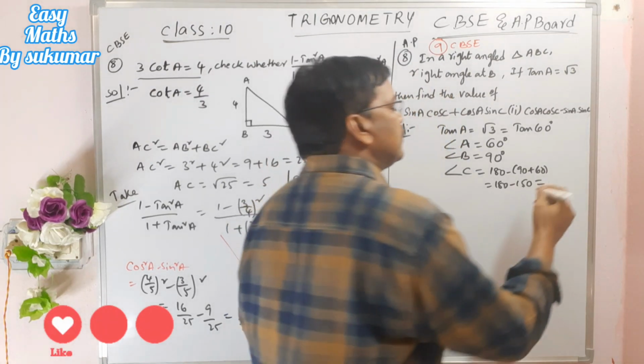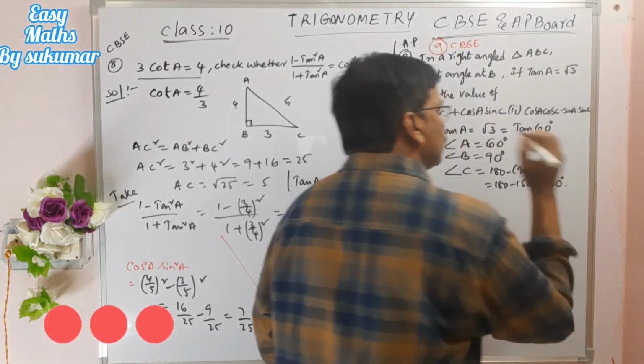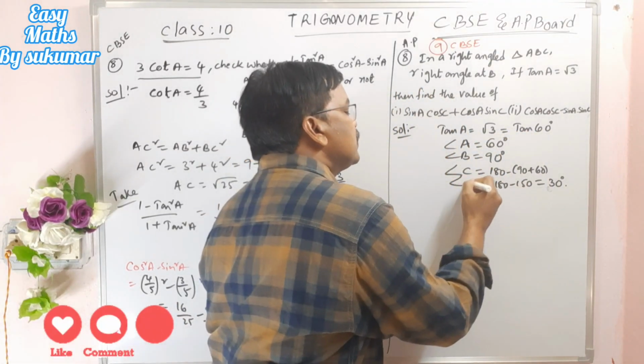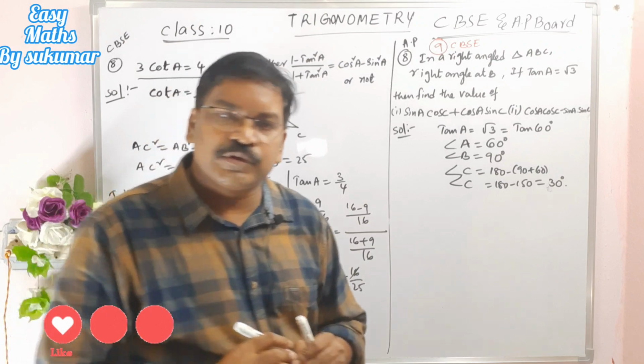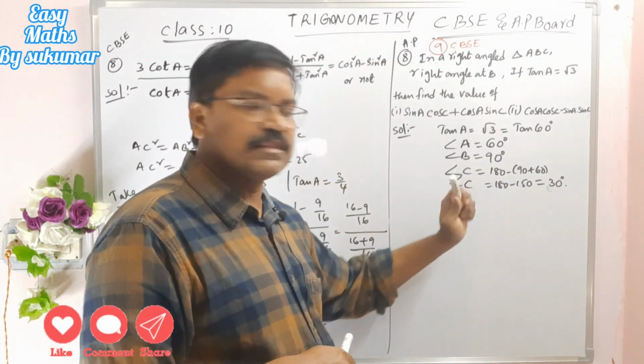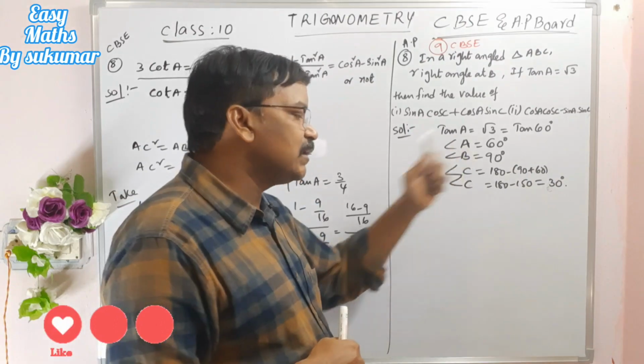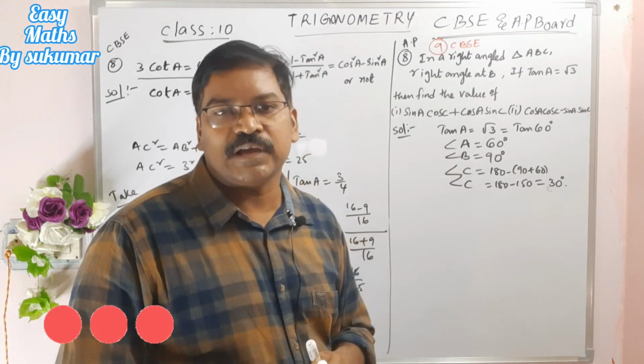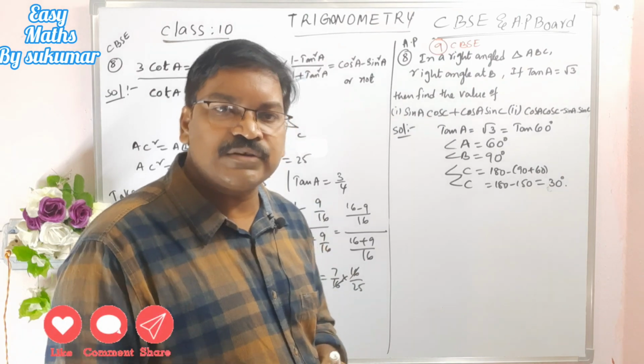180 minus 150 is 30 degrees. So this angle C is equal to 30 degrees. So my dear students, here angle A is 60, angle B is 90, angle C is 30 degrees. That means angle A and angle C are acute angles. Why? They are less than 90 degrees.